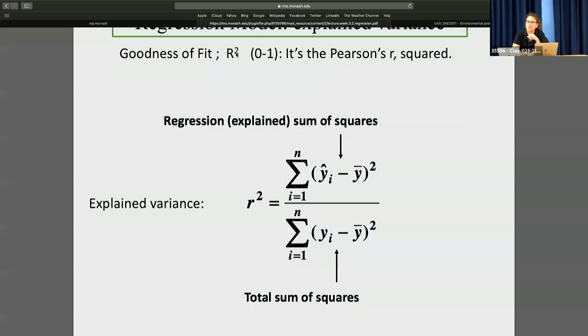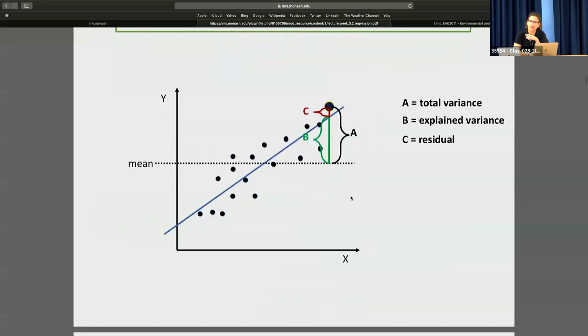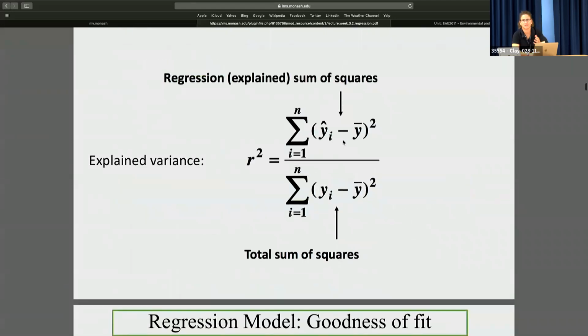It's usually written with a capital R. It ranges between 0 and 1. Remember, the Pearson's R can go from -1 to 1, so this one can go from 0 to 1 because it's squared, right? So we lost all the negatives. So 0 means very poor fit, 1 means perfect fit. There is no deviation, so my regression sum of squares is matching the total sum of squares, okay? So my explained variances are the same, and my residuals are 0.